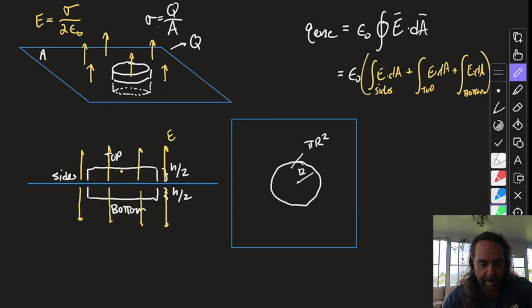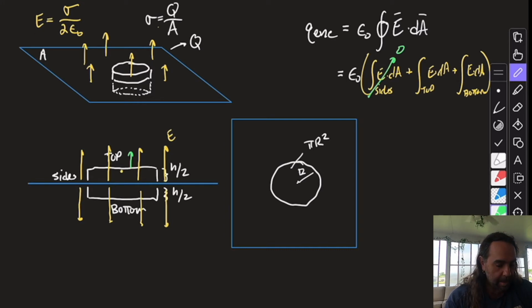Remember the direction, there's a dot product here. That dot product refers to the cosine between the electric field and the direction of the area, and the direction of the area is perpendicular to the surface. So I get electric field passing through the top, I get electric field passing through the bottom, I get no electric field passing through the sides.